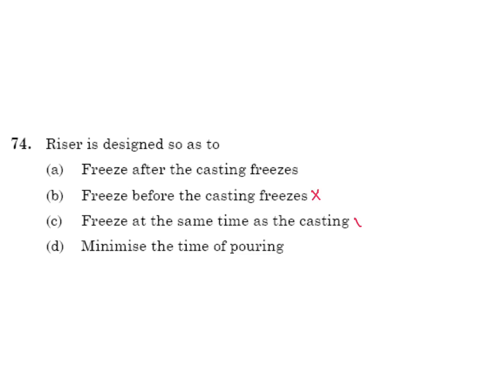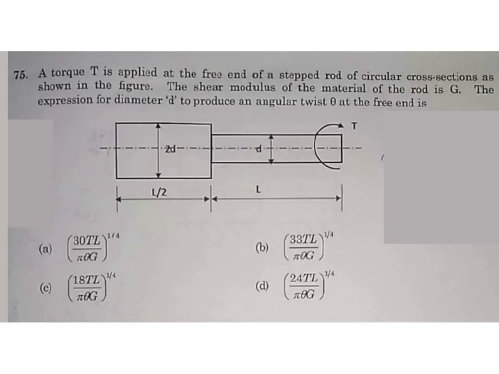Question is, a torque T is applied at the free end of a stepped rod of circular cross sections as shown in the figure. The shear modulus of the material of the rod is G. The expression for diameter D to produce an angular twist theta at the free end is how much? So here this is the free end theta value we have to calculate. Sorry, this is the fixed end. Free end is here, this side. At free end torque is applied, already mentioned. So here theta value we have to calculate.